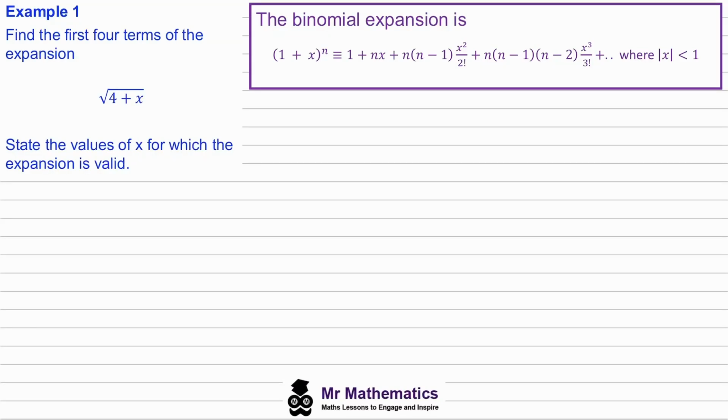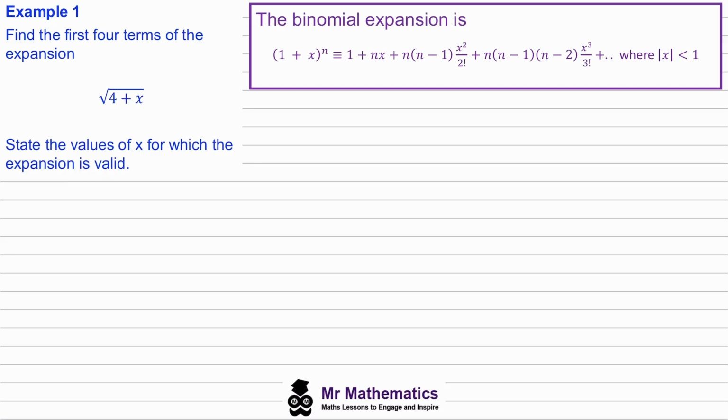So in this video, we're going to look at using a binomial expansion when we've got a negative or a fractional power. So we'll work through two exam style questions. In our first question, we've been asked to work out the first four terms of this expansion, the square root of 4 plus x, and then we need to state the values of x for which the expansion is valid.